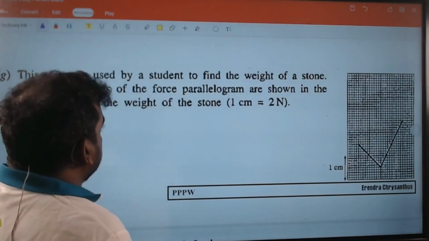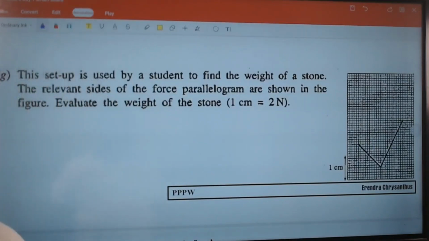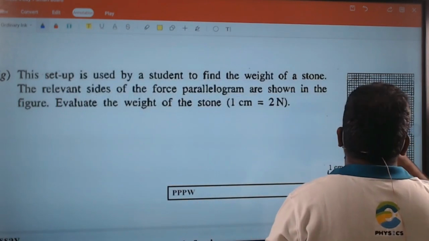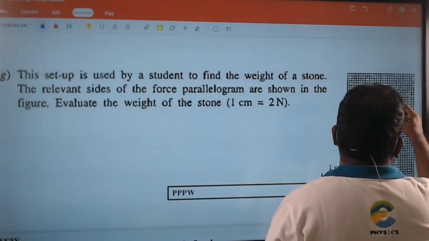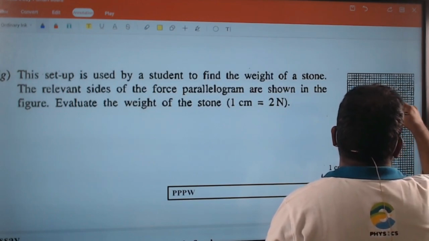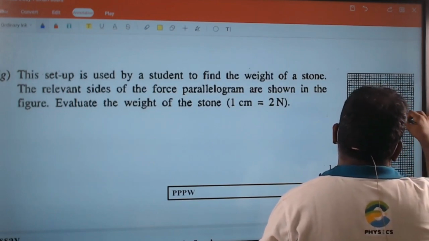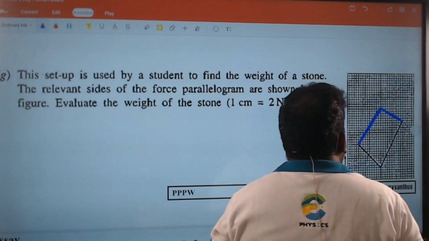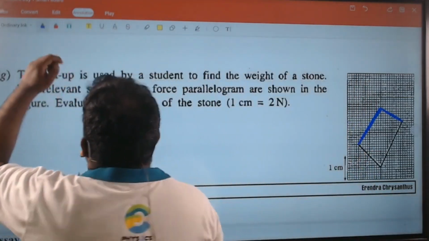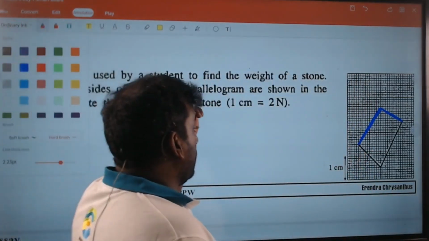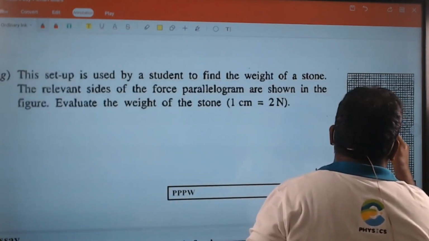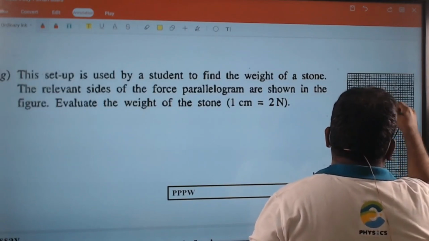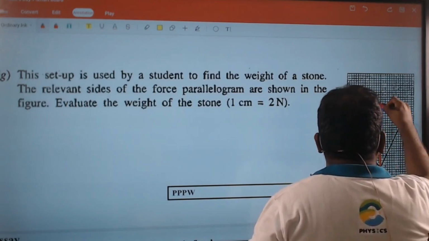In this setup used, a student finds out the weight of the stone. Relevant sides of the parallelogram are used. Right, complete the parallelogram. Once you complete the parallelogram, draw the vertical diagonal.